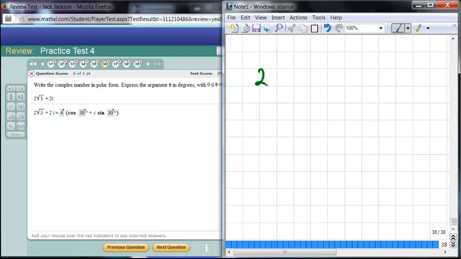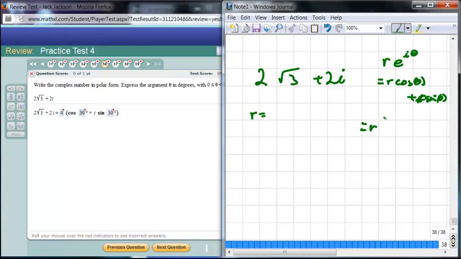Write it in polar form. 2 square root of 3 plus 2i. Okay, so basically we just got an x and y. We want to find an r and a theta. We can write it in the form r e to the i theta, which is another way of saying r cosine theta plus i times r sine theta, or the way they've got it, r times cosine theta plus i sine theta. They've written it out this way. But either way, we just got to find r and theta.